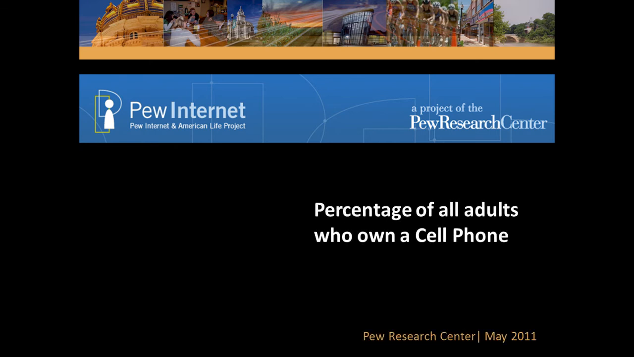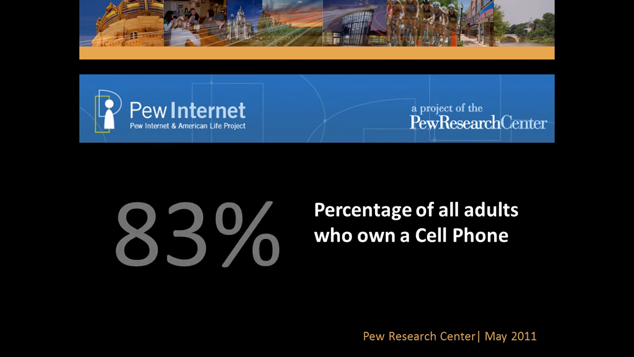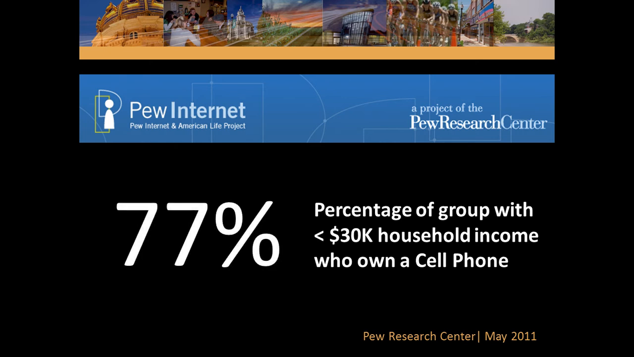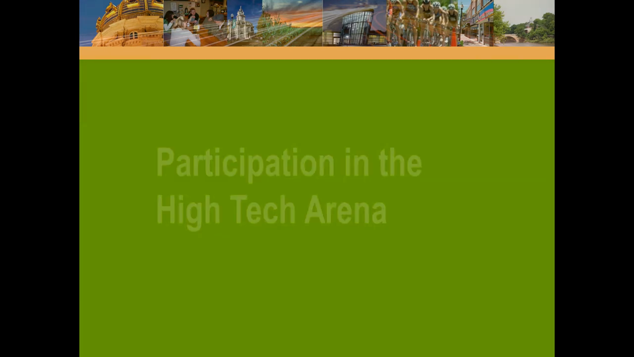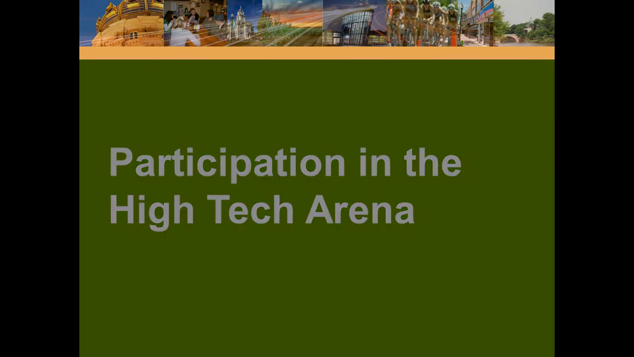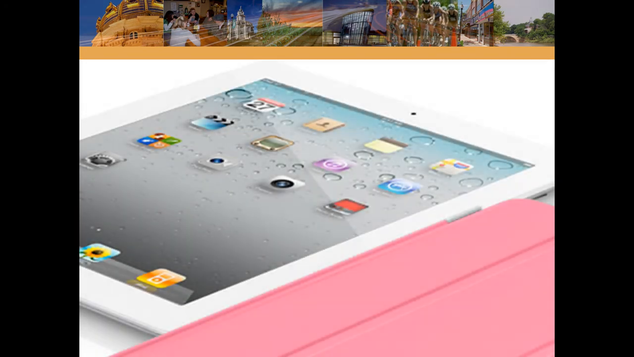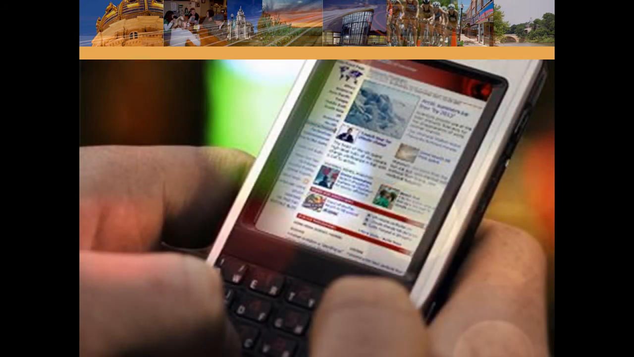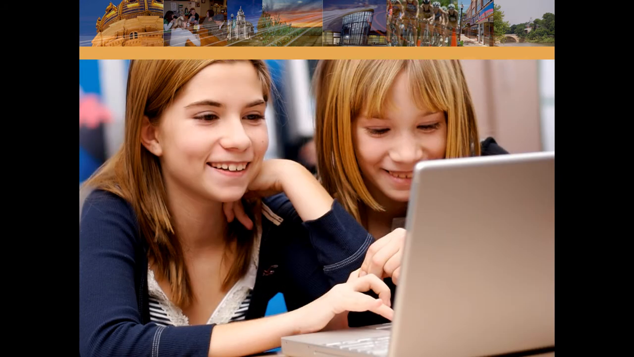And what about cell phones? Odds are good you have one. A May 2011 study showed that 83% of all American adults own a cell phone. And that percentage doesn't drop much when we look at adults with household incomes of $30,000 or less, with 77% of the group owning cell phones. Technology, like never before, is providing avenues to extend our reach and engage audiences, old and new, in new ways.